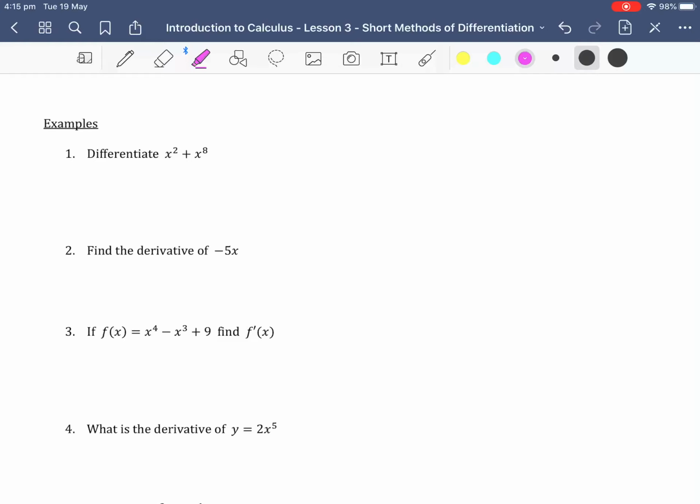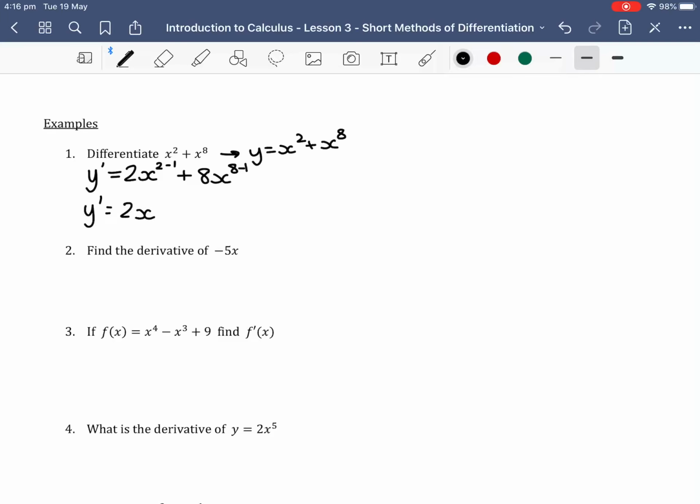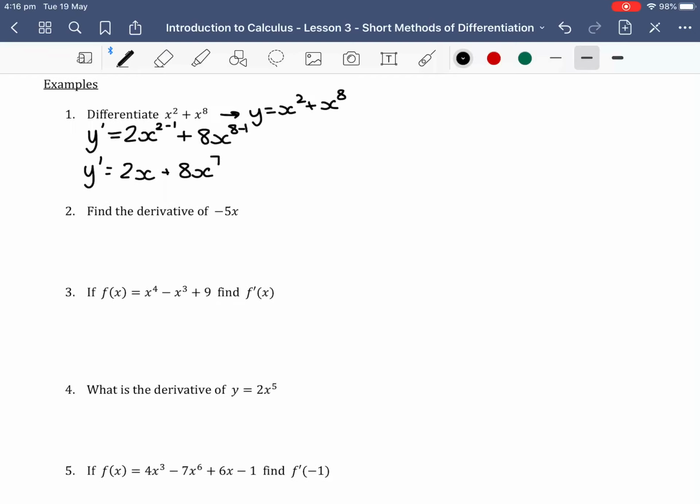So we want to differentiate x squared plus x to the power of 8. What we have to do here is we are adding them together, so we are simply going to find y dash, where y equals x squared plus x to the power of 8. All we do is we bring our power of 2 out the front, and then we times it by x to the power of 2 minus 1. Plus we bring our 8 out the front, x to the power of 8 minus 1. So then y dash will equal 2x, since 2 minus 1 is just 1, plus 8x to the power of 7.